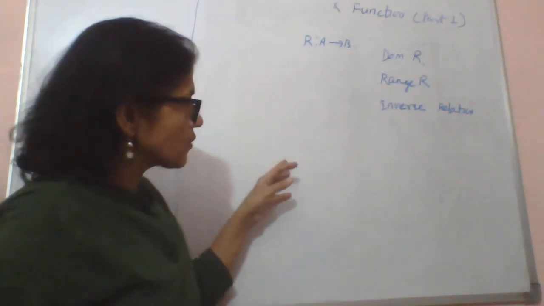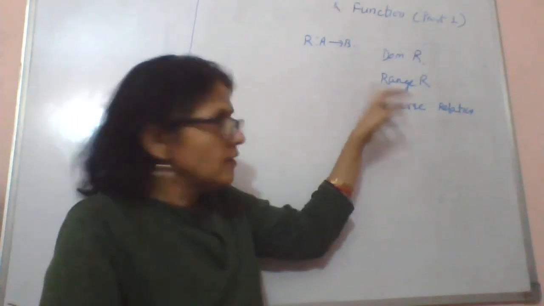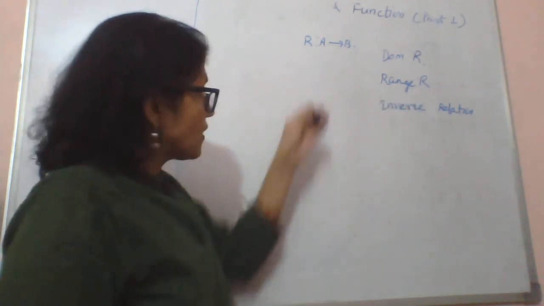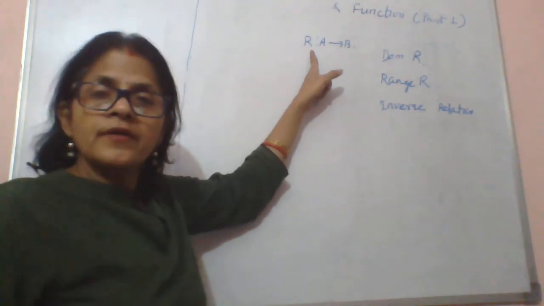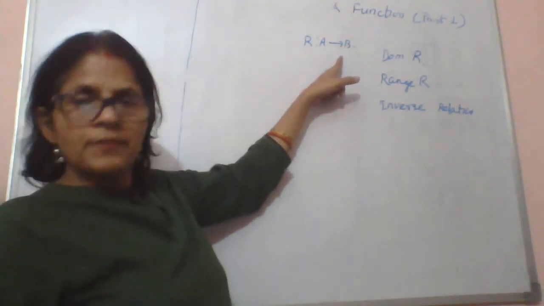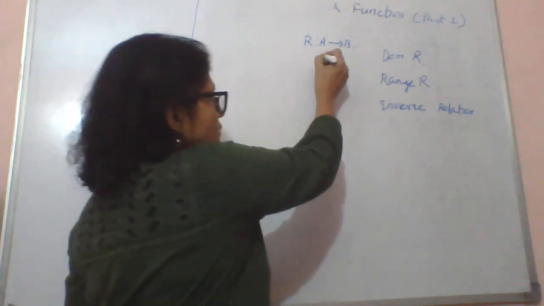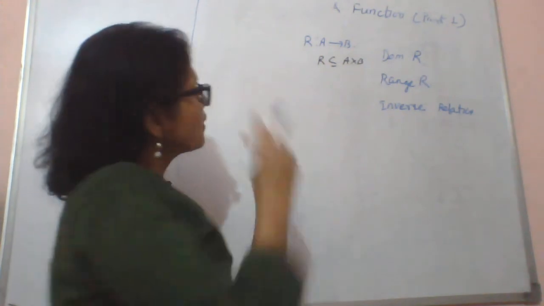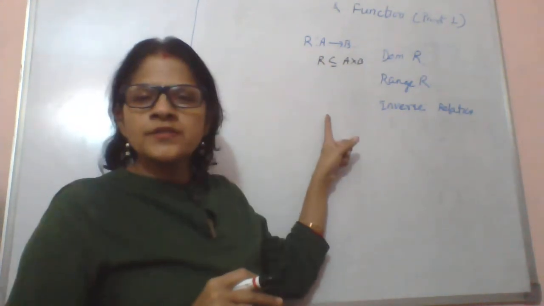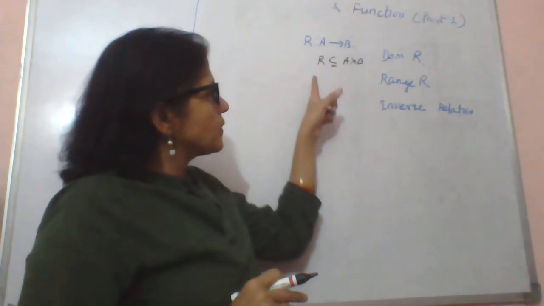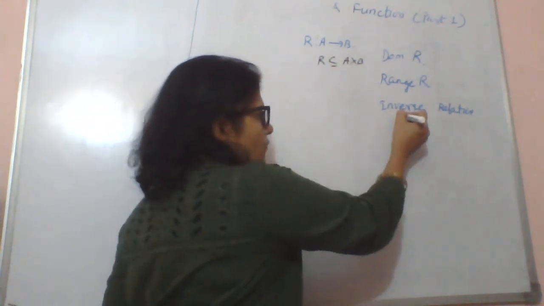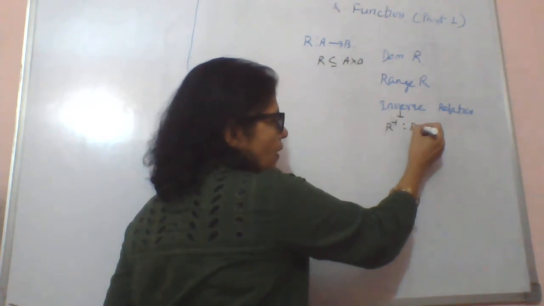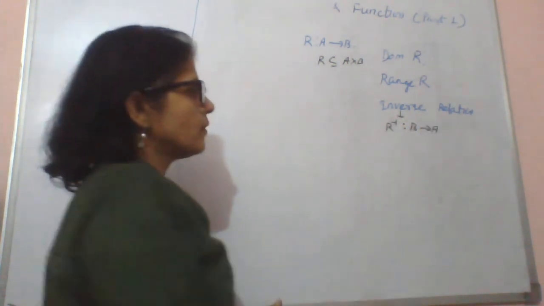So we have discussed what is domain of a relation R, range of relation R, and inverse of a relation R. As we just discussed, R is a relation from A to B. It means that R is a subset of a Cartesian product A × B. Now if the relation R is non-empty, we can define inverse relation from B to A, right?